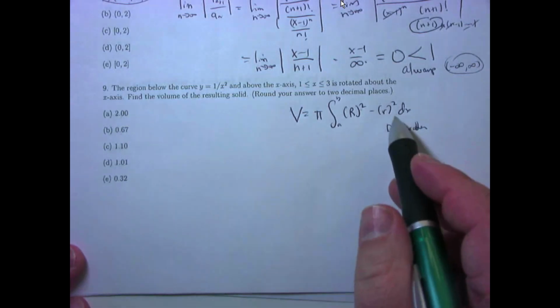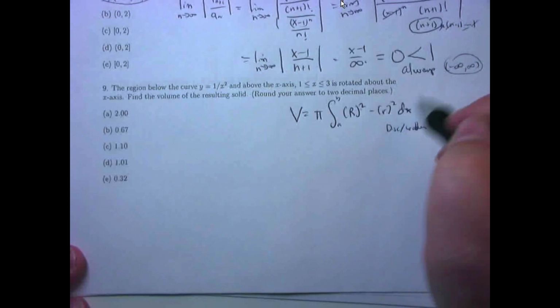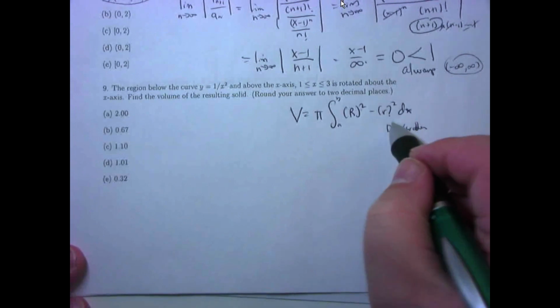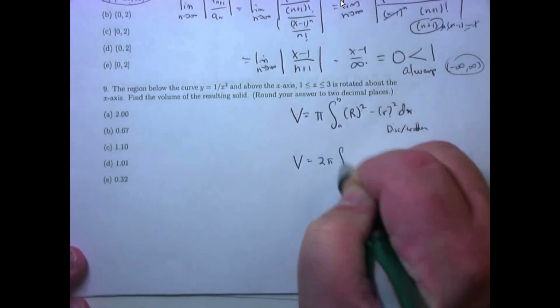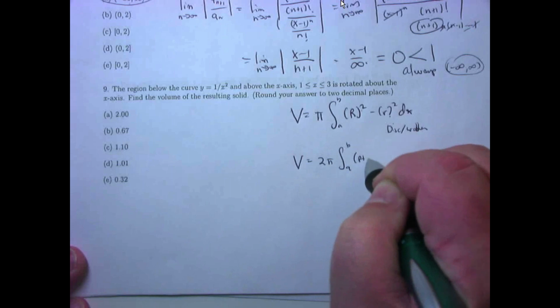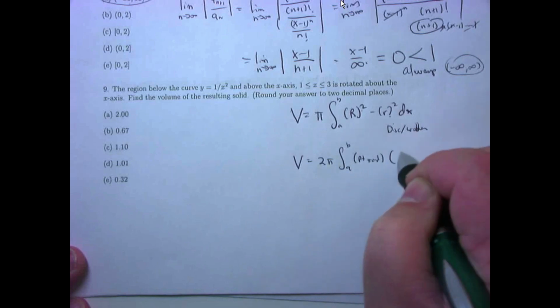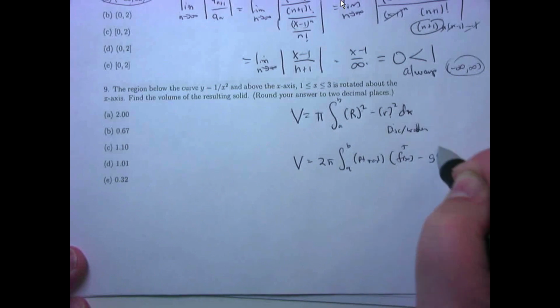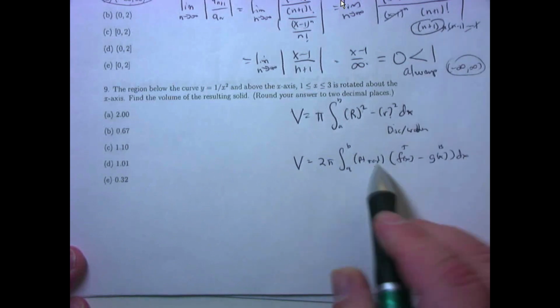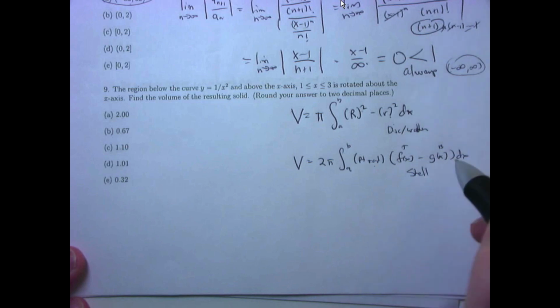Disk washer method, what's the big deal on this one? You use this guy when it's dx. When the function's in terms of x, I rotate around x. When the function is in terms of y, I want to rotate around y. The volume is also equal to 2 pi times the integral from a to b of what I call point radius times f of x, top function, minus g of x, bottom function, dx. This was called the what?